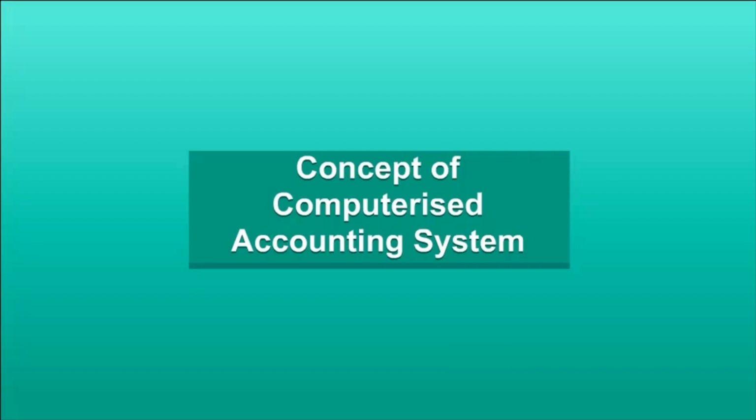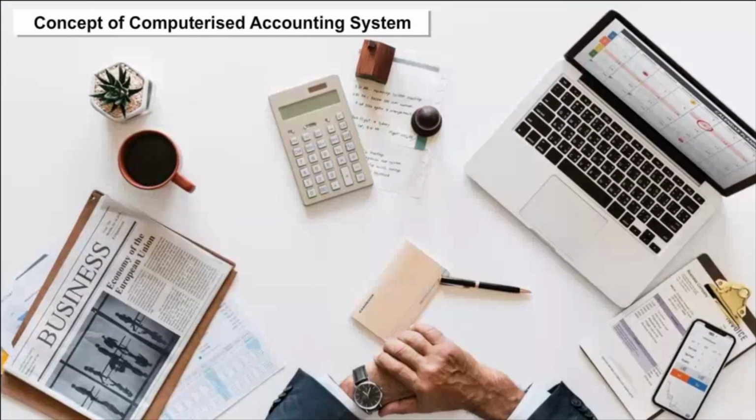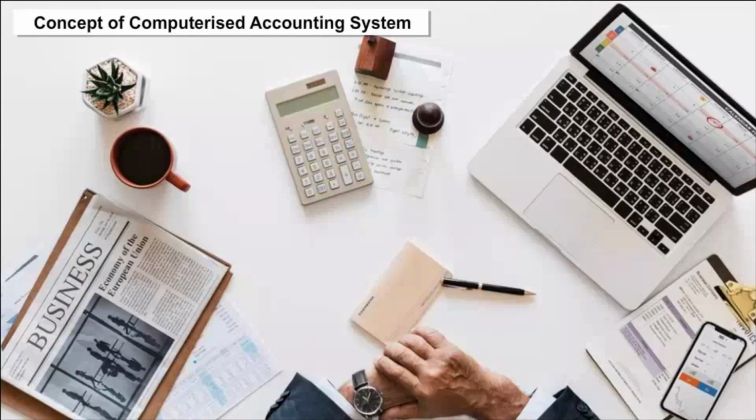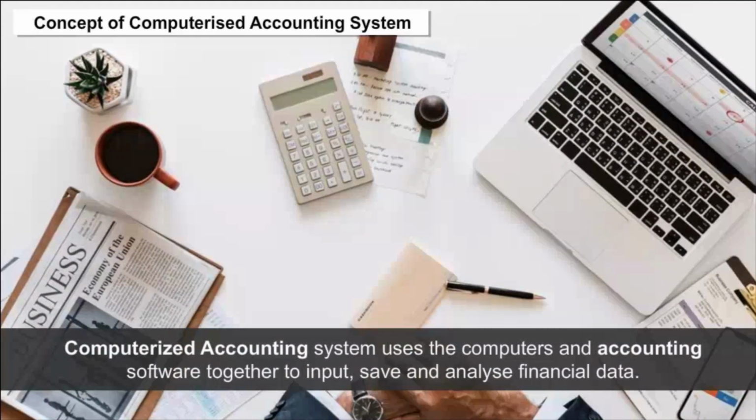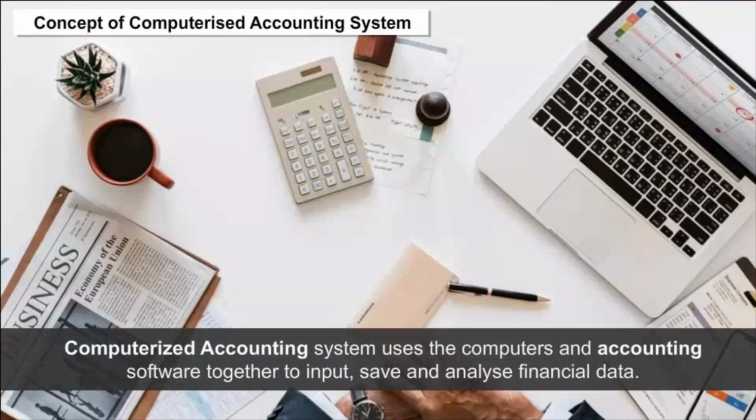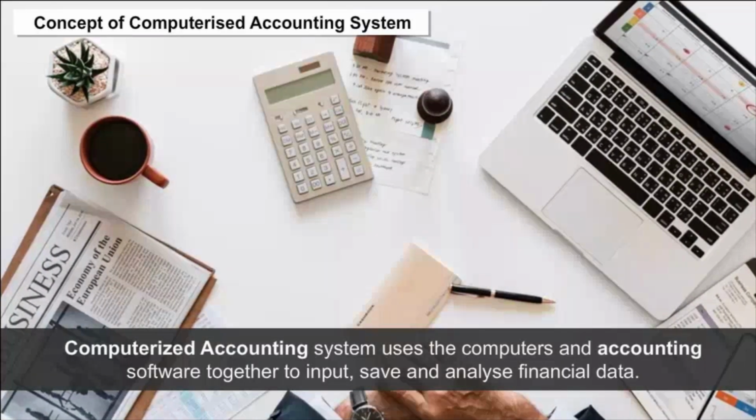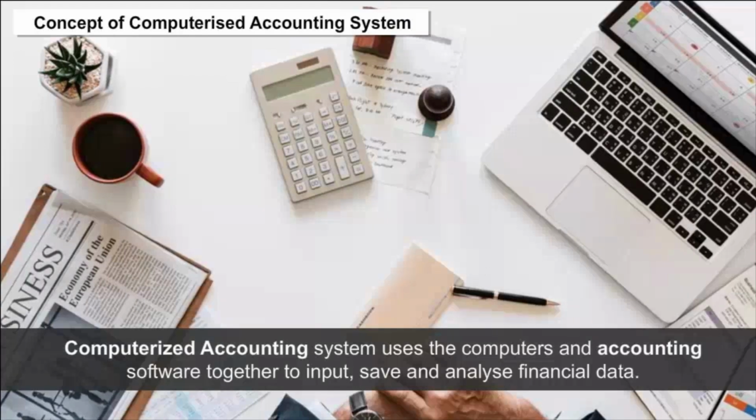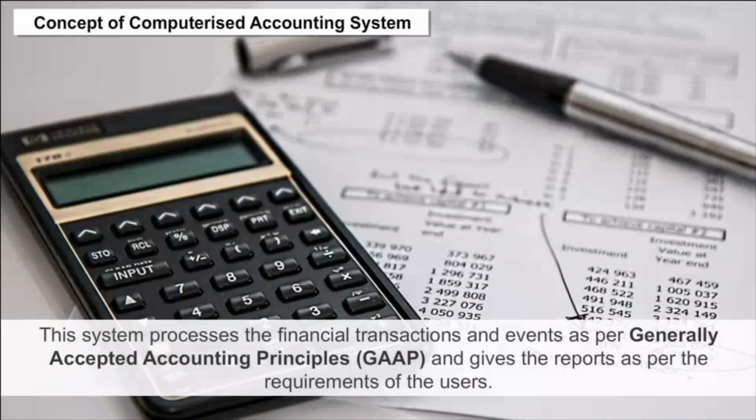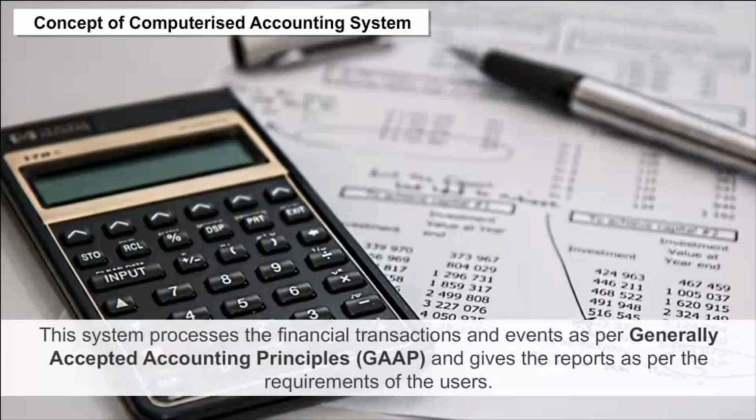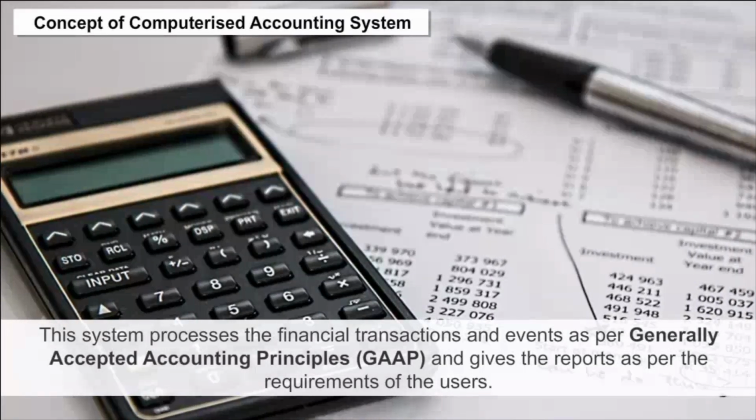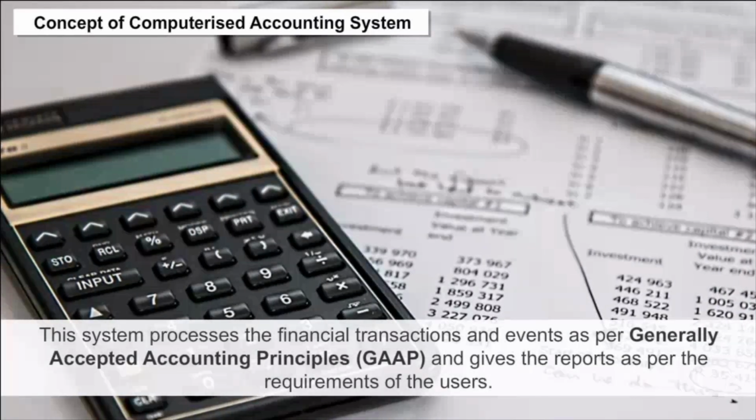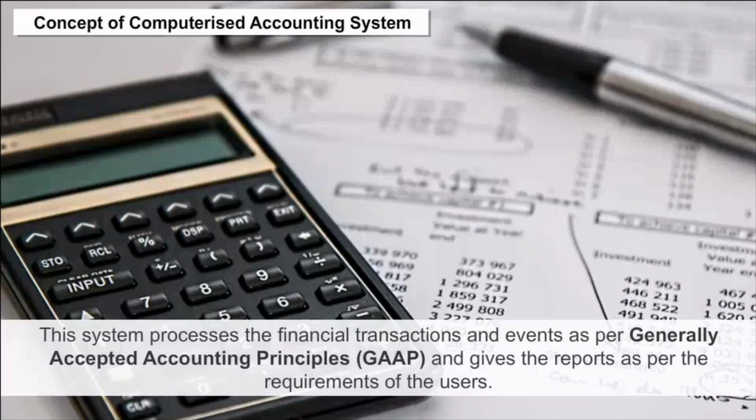Concept of computerized accounting system. A computerized accounting system uses computers and accounting software together to input, save, and analyze financial data. This system processes the financial transactions and events as per generally accepted accounting principles, GAAP, and gives the reports as per the requirements of the users.